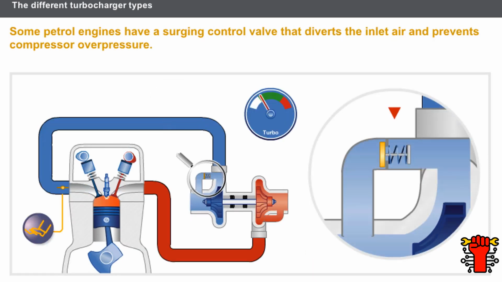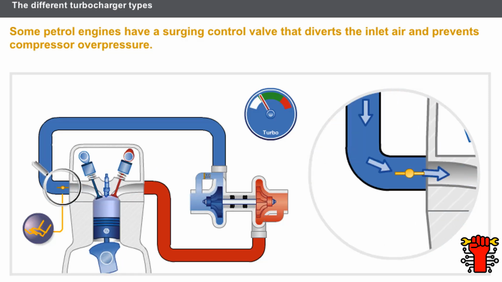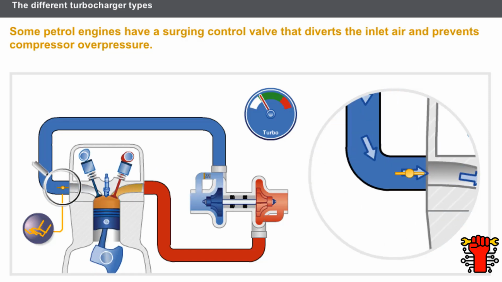Let's see how the surging control valve works. Some petrol engines have a surging control valve that diverts the inlet air and prevents compressor overpressure. When the throttle is open, the engine takes in the inlet air.